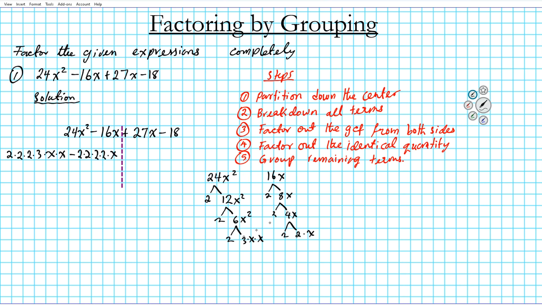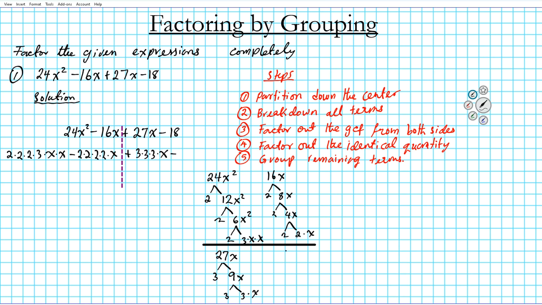Now 27. Let's break that down. 27x: we know it's odd, so 2 doesn't go into it. 3 does. 3 goes into 27 9 times. And then 3 goes into 9 3 times. If you bring down a positive sign, no sign change happens. If you bring down a negative sign, then you have sign changes happening when you factor out the GCF. So bring down the sign; 27x broken down is 3 times 3 times 3 times x.